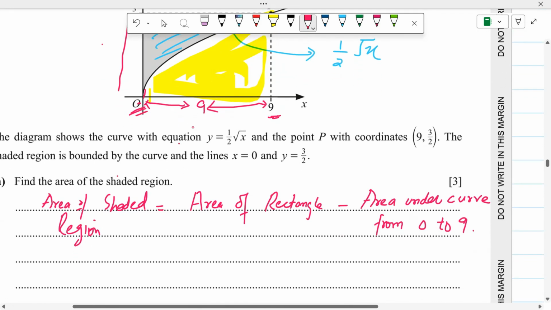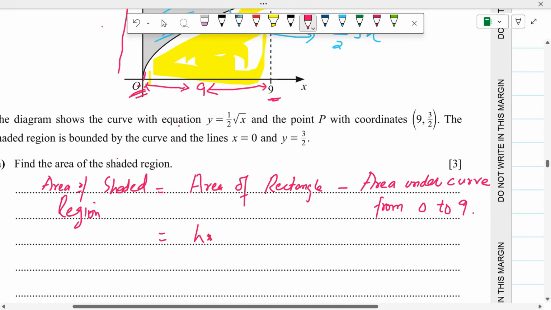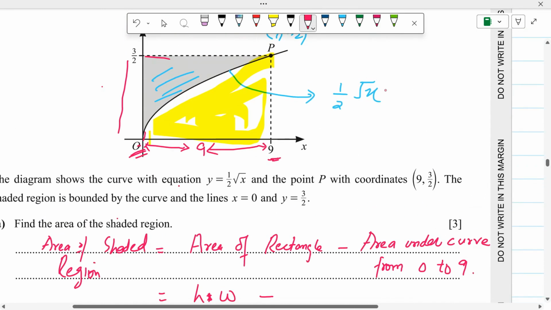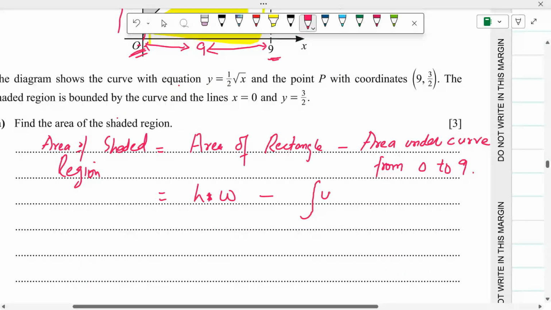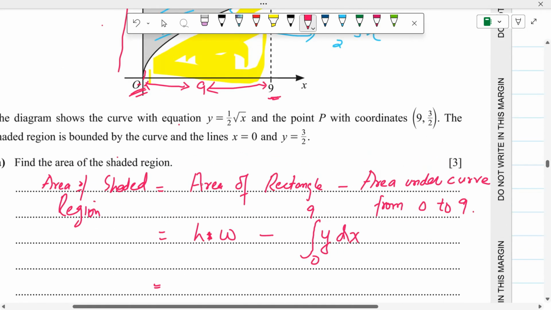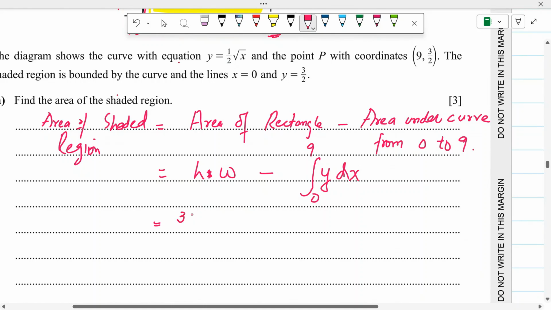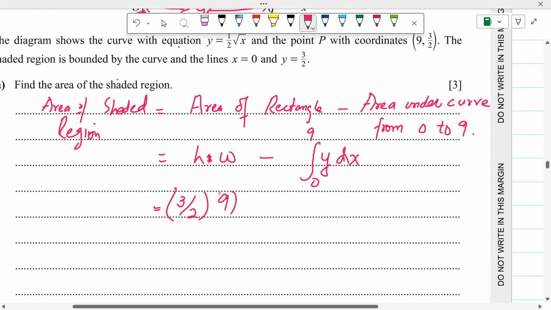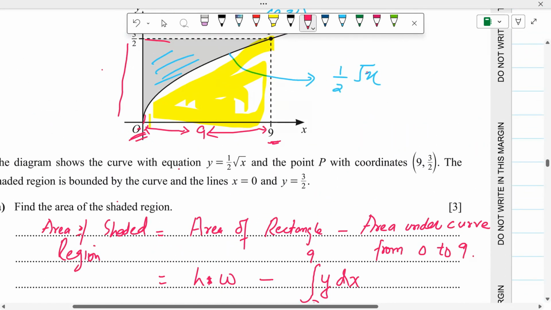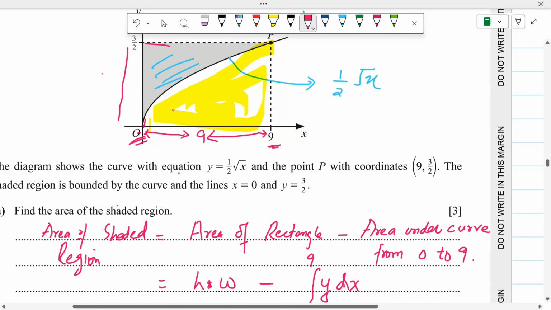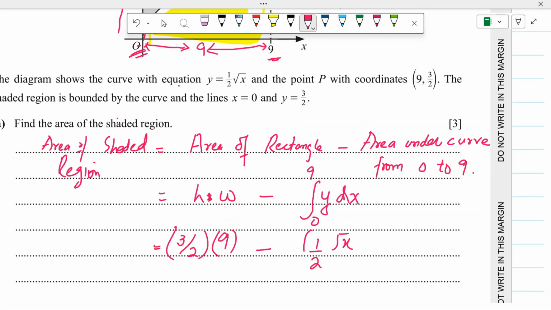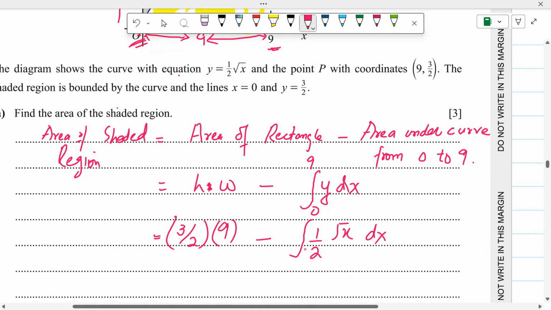So the area of the rectangle is height into width, minus the area under the curve, which is y is equal to 1 over 2 under root x. So the area of the curve is from limit 0 to 9. We know that the height is 3 by 2 times width 9, minus y is equal to 1 over 2 times under root x, which is the equation of the curve. So 1 over 2 under root x, and we will integrate this function with respect to x from limit 0 to 9.